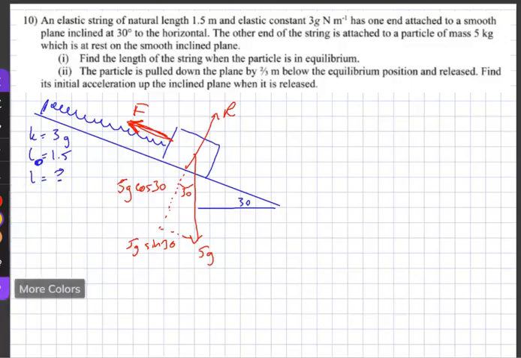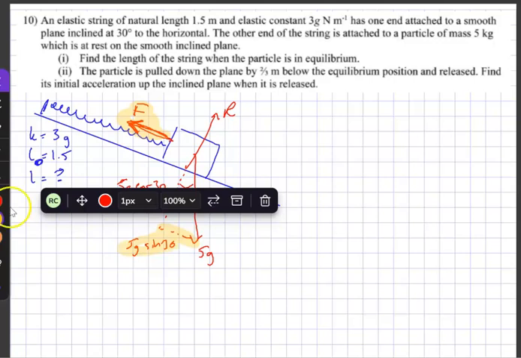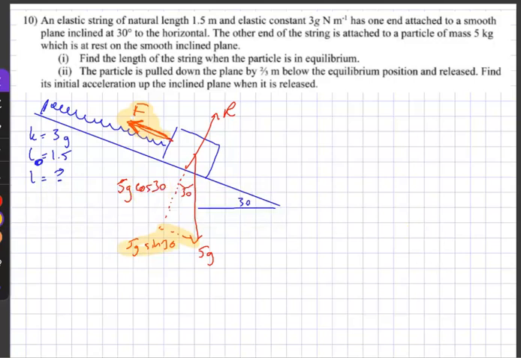If it's going to be in equilibrium, this force here is going to have to add up to this other force in the opposite direction. So if it's equilibrium, we're looking at the forces in the direction of travel, which is along the inclined plane. So we are saying that F, the restoring force from the spring, is going to equal 5g sine 30. Okay, so we need to work out what that force is.